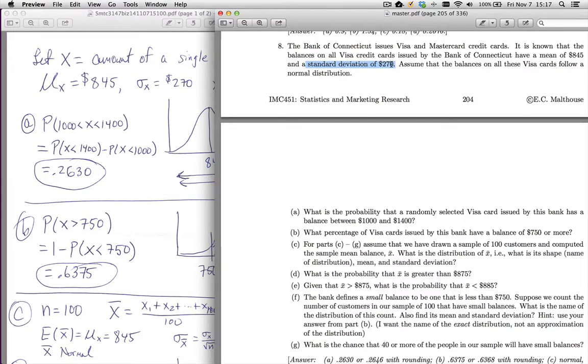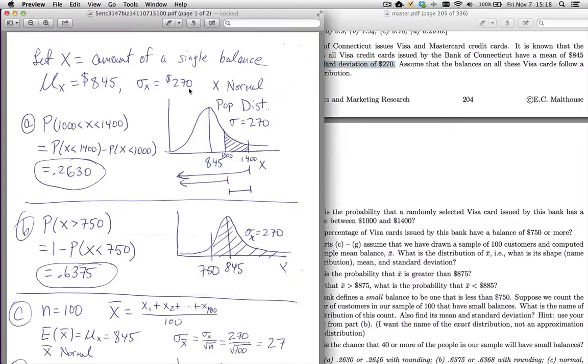We're also told that the balances follow a normal distribution. That's not really plausible in real life. I would suspect that they're right skewed, but for the purposes of this problem, let's do what the book told us. All right, now I've scribbled this off to the left.